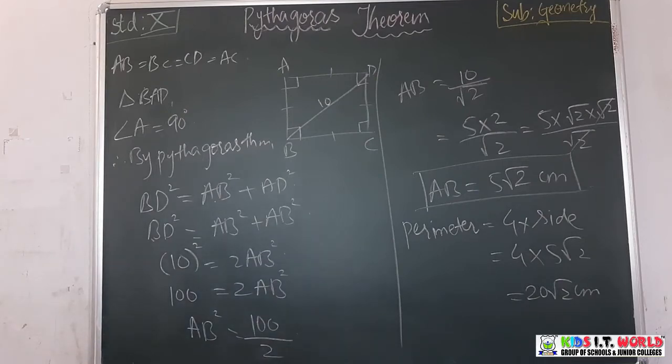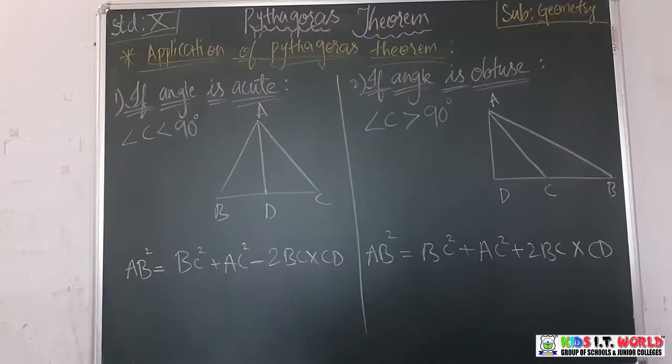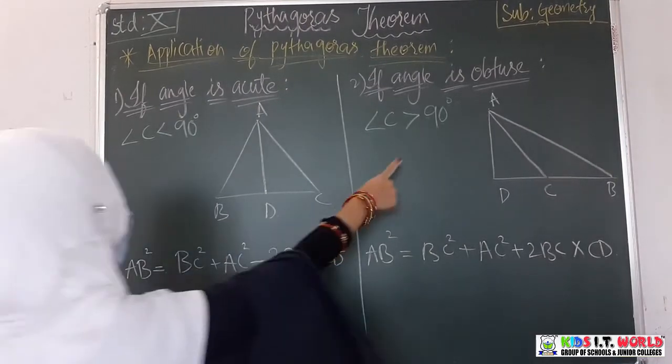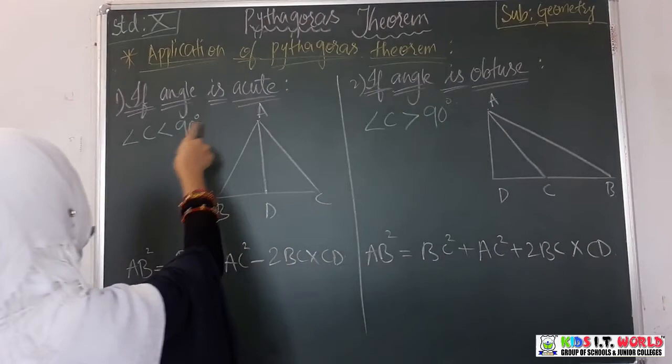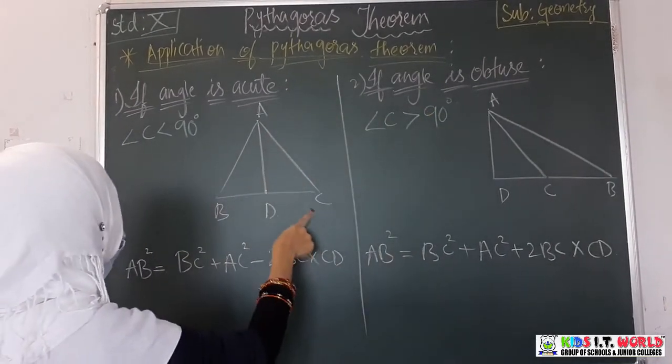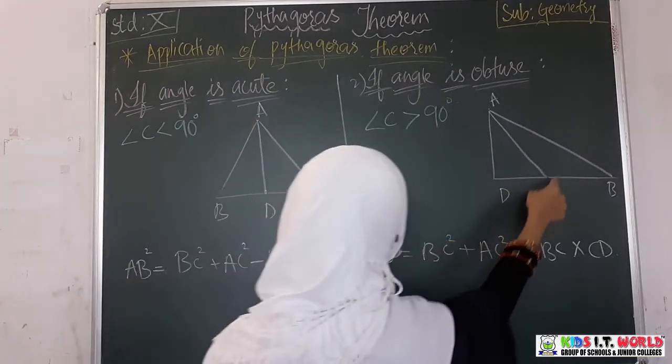Now, the last topic of our chapter Pythagoras theorem, that is application of Pythagoras theorem. There are two conditions: if the angle is acute and if the angle is obtuse. Acute means less than 90, obtuse means greater than 90. Here angle C is less than 90, here angle C is greater than 90.